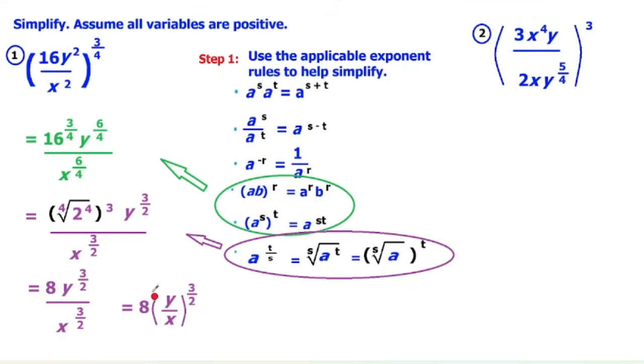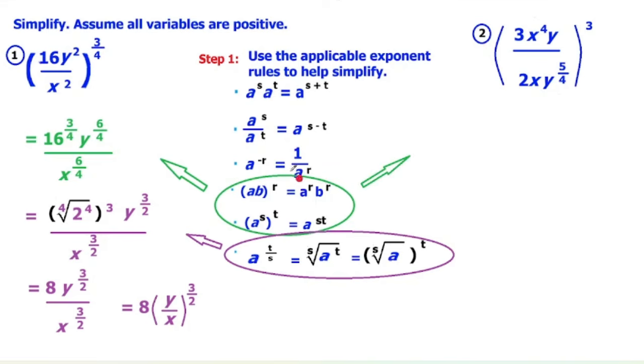Finally, we can simplify this even further because 3/2 is common to both of these variables. So we could just use this rule, and we could just say 8 times y over x, all to the 3/2. And that's it. So now we'll go to this more complicated one.